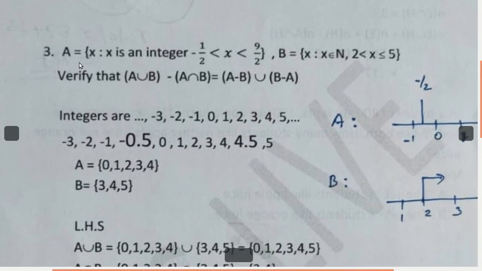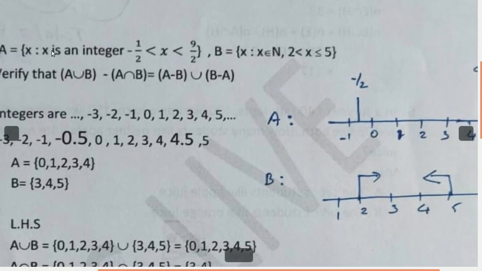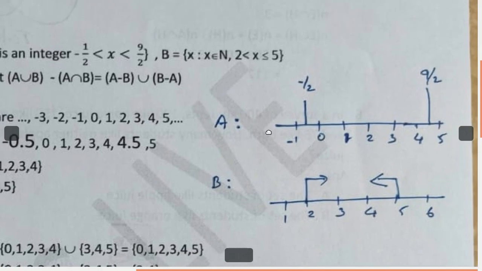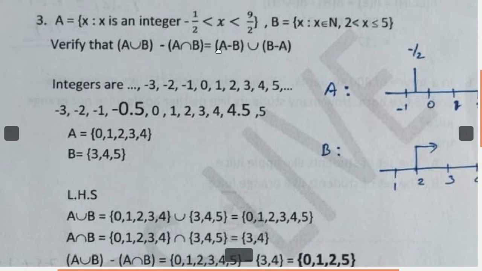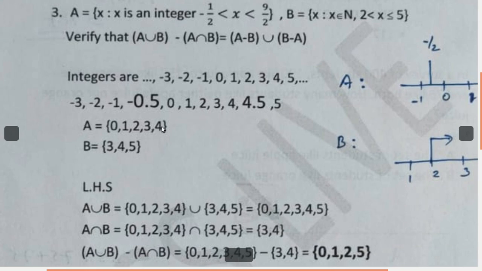See this question. A is equal to the set of x such that x is an integer, minus 1 by 2 less than x less than 9 by 2. That is here. A is from minus 1 by 2 to 9 by 2. Okay, minus 1 by 2 is here, 9 by 2 means 4.5, that is here. So which are the numbers? 0, 1, 2, 3, 4. Okay, 0, 1, 2, 3, 4. So that is A. So its answer is this one, 0, 1, 2, 3, 4.